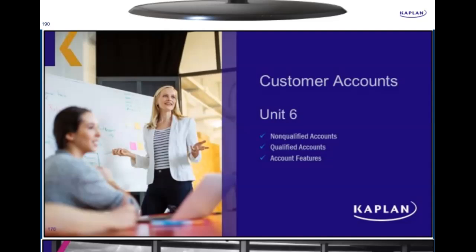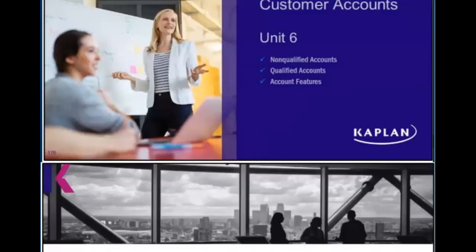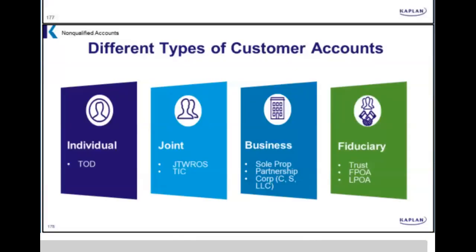Let's start out talking about our non-qualified accounts. You see, there's all different types of customer accounts. There's individual accounts, which we call TODs. These are going to have one beneficial owner, and upon their death, it's going to transfer to whoever's name was named as the beneficiary. It will bypass probate.